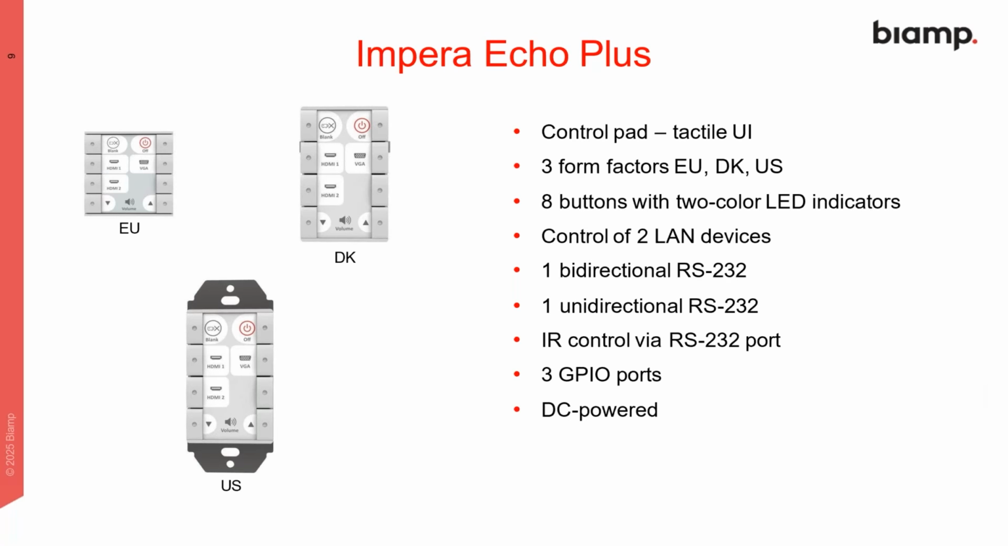Impera Echo Plus. The only difference between Echo and Echo Plus is that Echo Plus can handle or control 2 LAN devices. That's the only difference. Apart from it, it's the same as what we have seen in Echo. One bidirectional RS-232, one unidirectional RS-232, and 3 GPIO ports. Obviously, it is powered up through a DC power adapter.